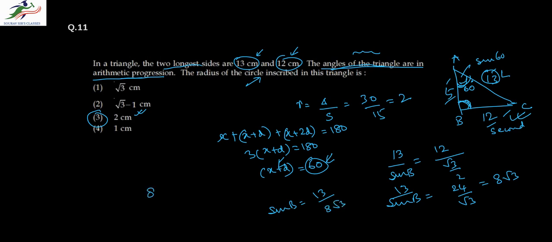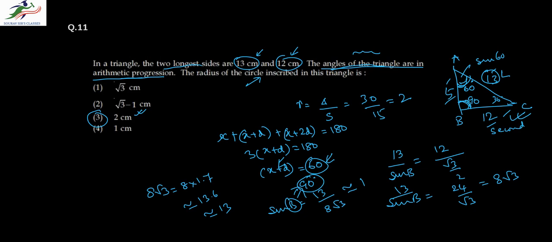Now 8 root 3 is equal to 8 into 1.7 roughly, that is roughly equal to 13.6, or roughly equal to 13. Therefore this is roughly equal to 1, and therefore B is equal to 90 degrees. So in no other way can we have an arithmetic progression of these three angles of the triangle where the largest side is 13 and the second largest side is 12. So therefore, B comes out to be 90 and this is 30. So this is how we derive it.